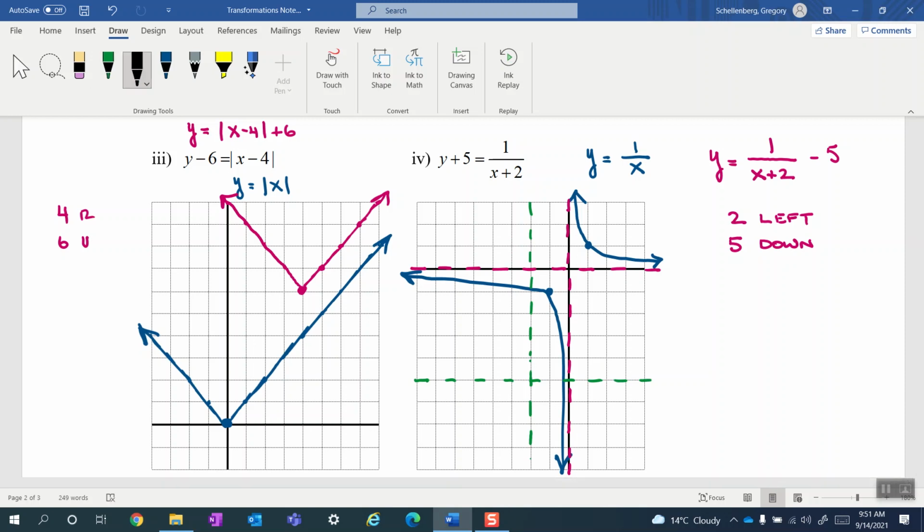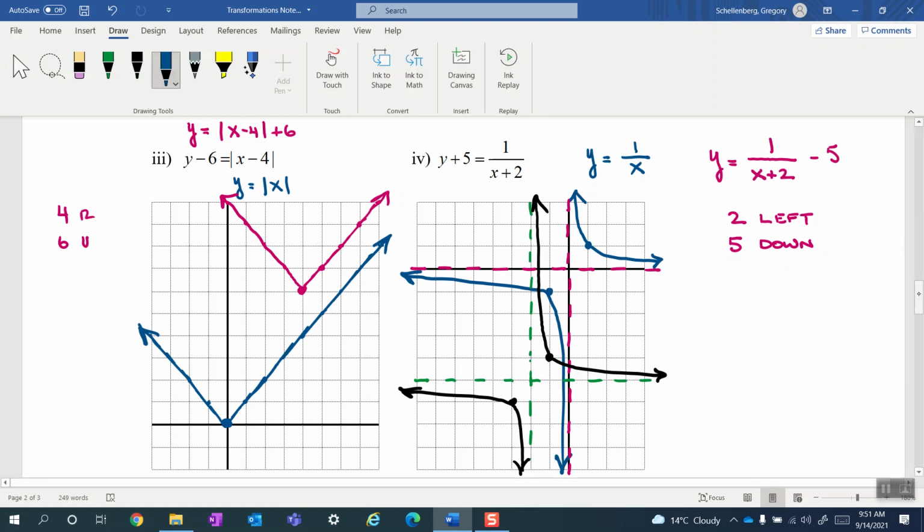Okay, and then redraw our basic reciprocal function. So it's going to look something like that, and something like that. All right. Moving along.